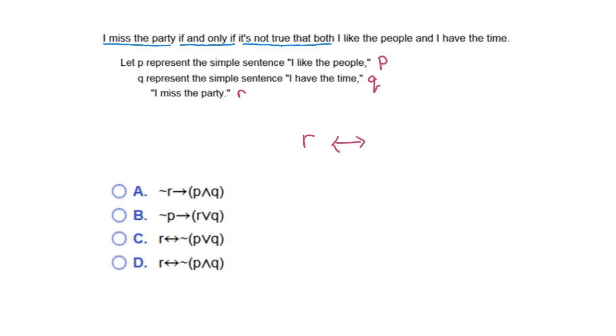And then it says, it's not true. So that's a negation, that both. So here's what you have, the negation, it is not true that both. So something is occurring inside parentheses, and we're going to fill that in now. It says, I like the people, and conjunction, I have the time. I like the people will be P. We have a conjunction, and. I have the time, Q. All right, so let me see if I can decipher this. So this means if and only if.